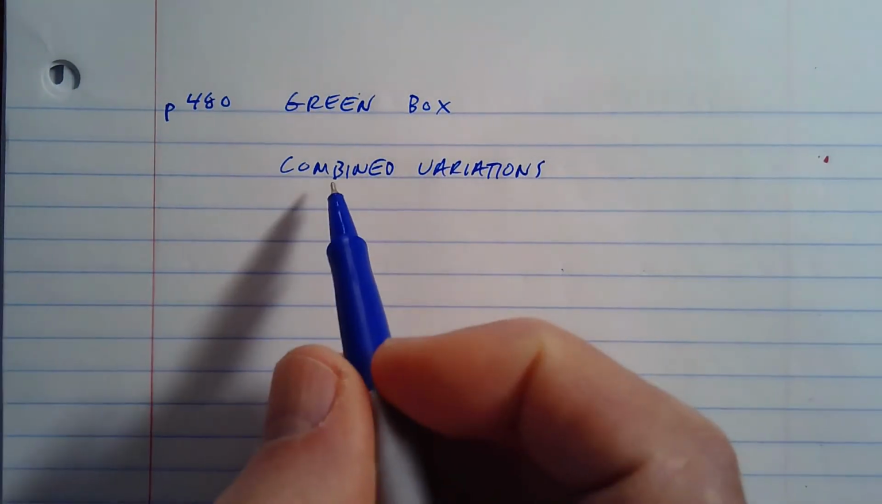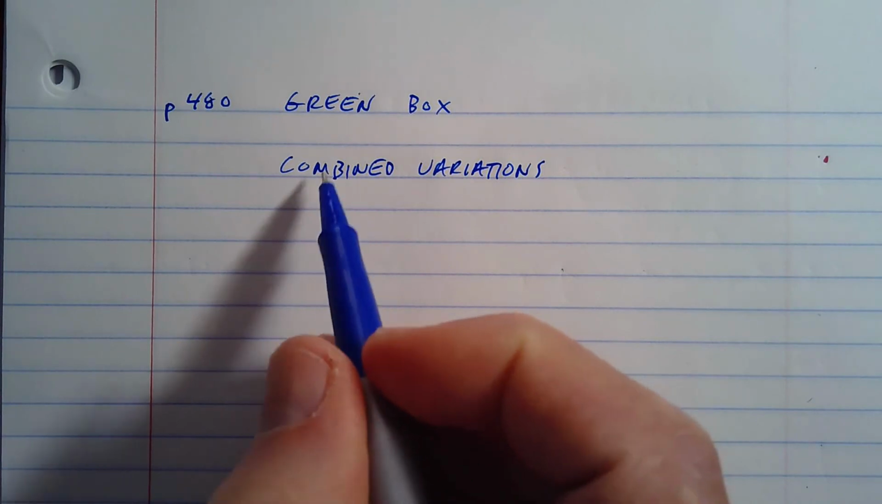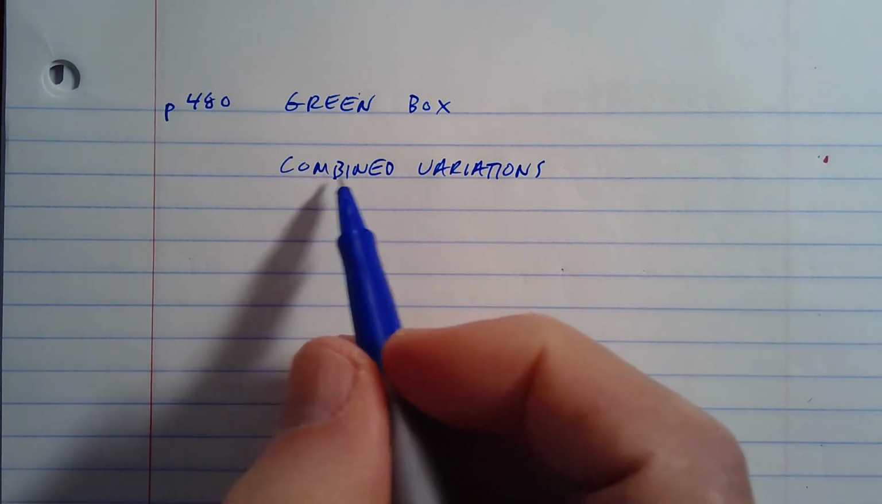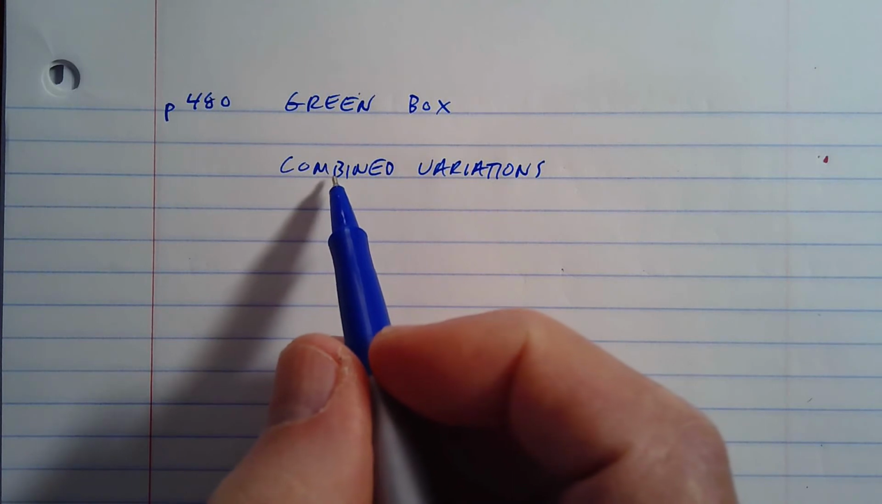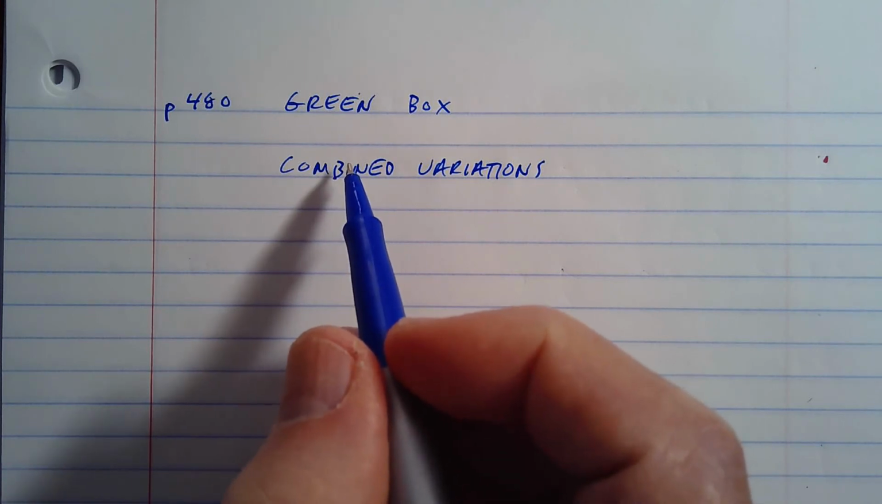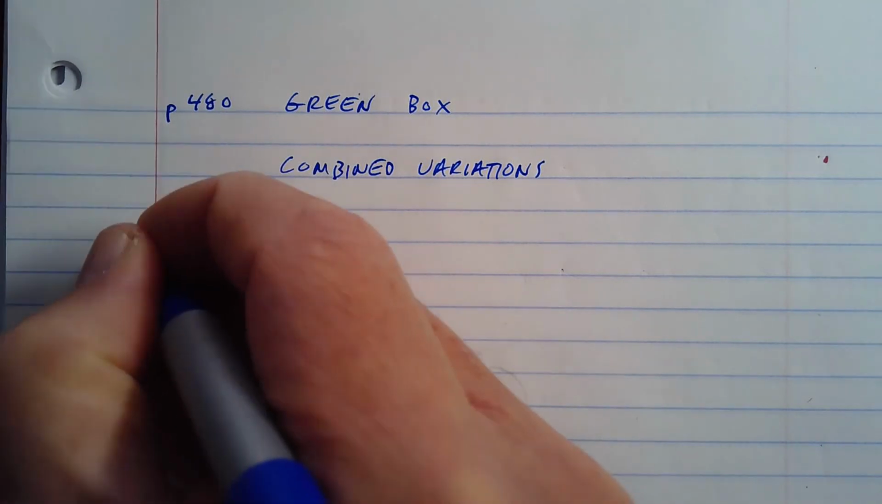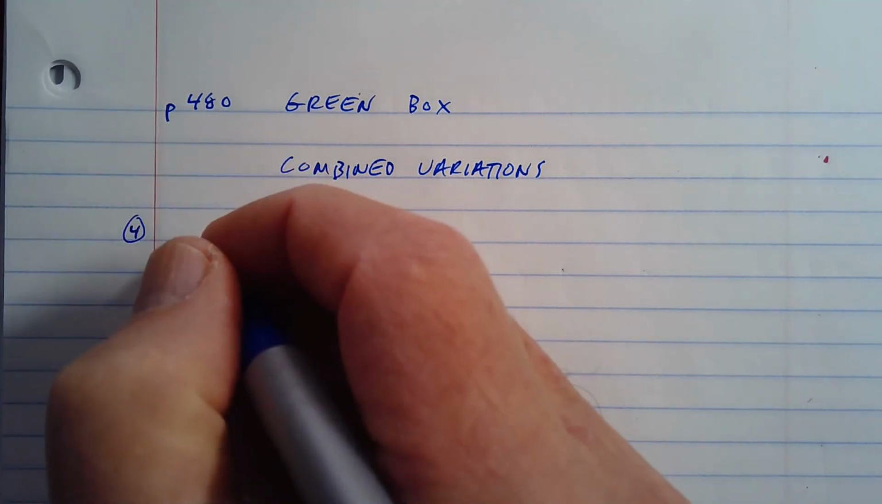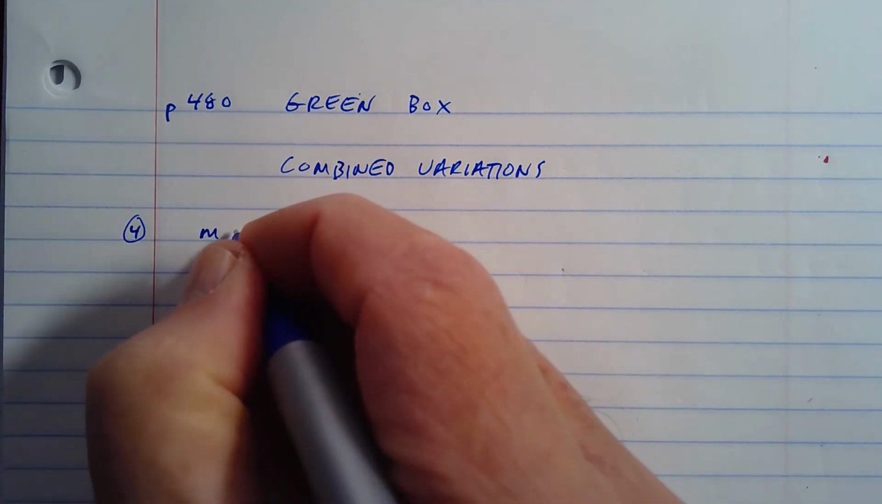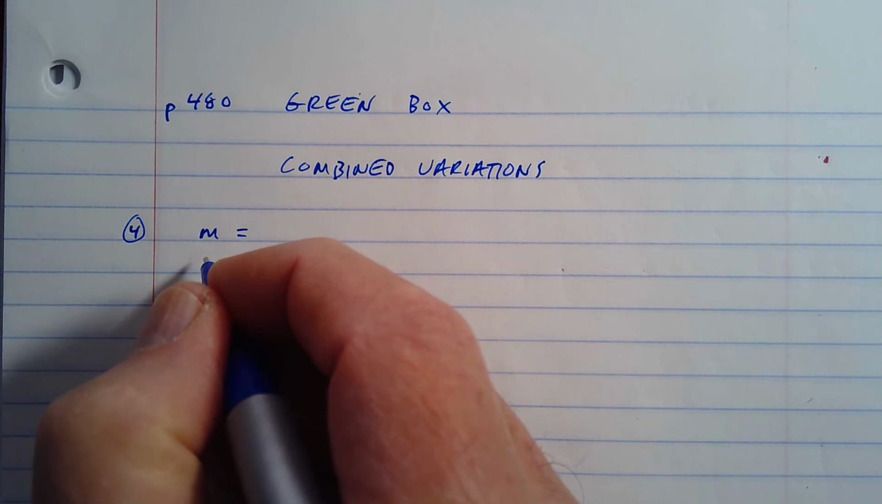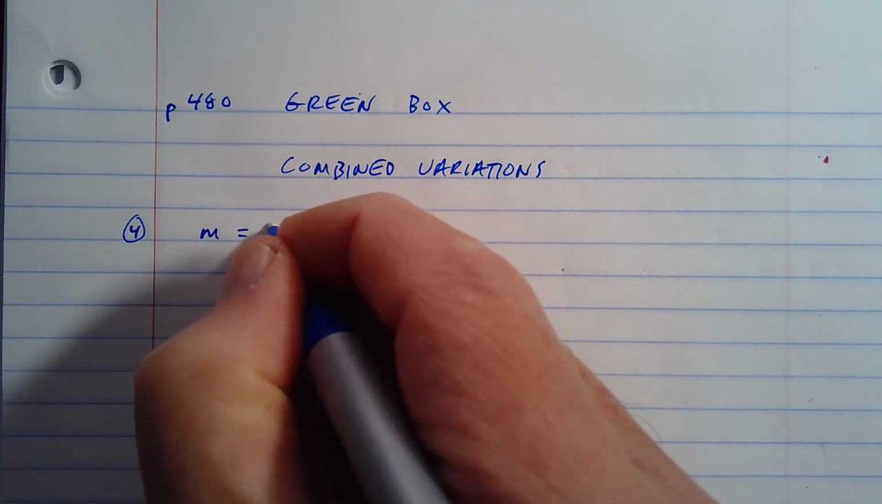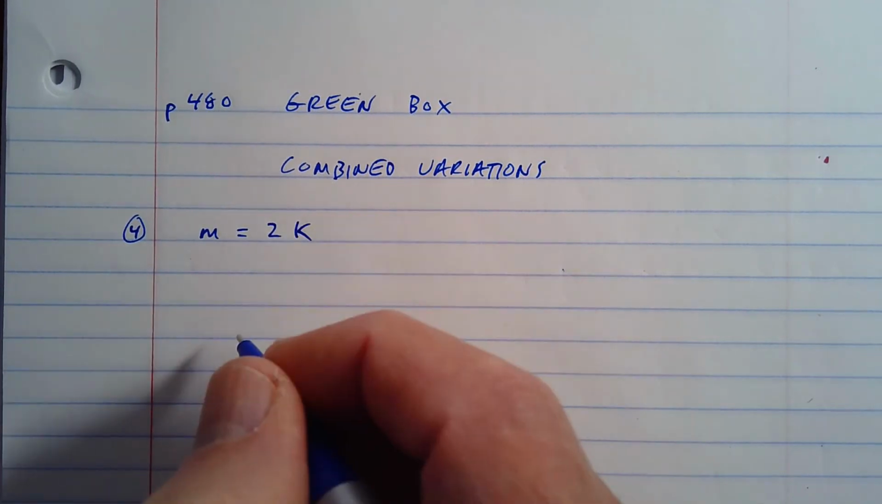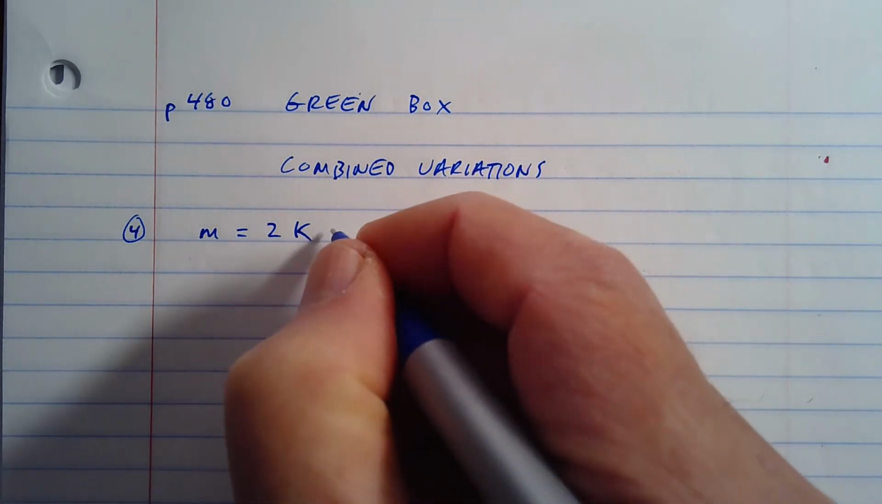So like it suggests, combined means there's going to be more than just y and x. There's going to be a third or a fourth variable in the mix. And so one example that I've got here for you relates the mass of a moving object. That's going to be m for mass. And that equals 2 times k, that constant of, actually, kinetic energy, sorry.